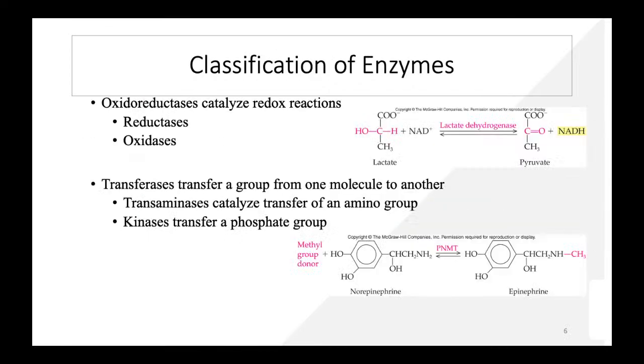From the first, oxidoreductases help in redox reactions, like reductases and oxidases. We understood the example of lactate, where 2H is removed in the presence of lactate dehydrogenase. Then transferases are known for the transfer of groups. So norepinephrine, with the help of PNMT, has a methyl group transferred to it to make epinephrine.